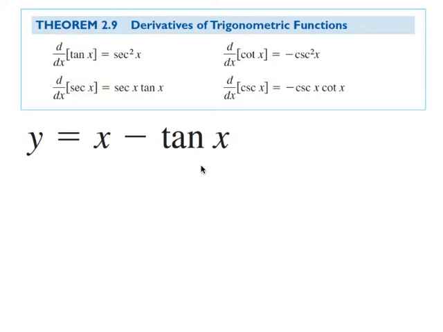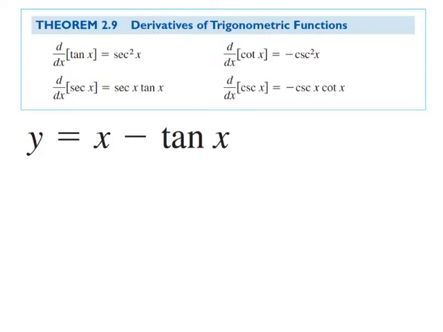Derivatives of the next four trig functions. So you already have the derivatives of sine and cosine. We're now going to look at the derivatives of tangent, cotangent, secant, and cosecant. Those are written up there above, and it's probably a pretty good idea to have those written down. Now if you look at the first one, it says find the derivative of y.